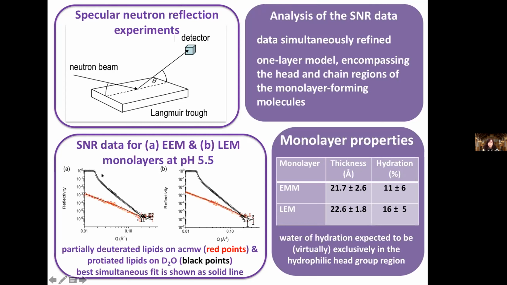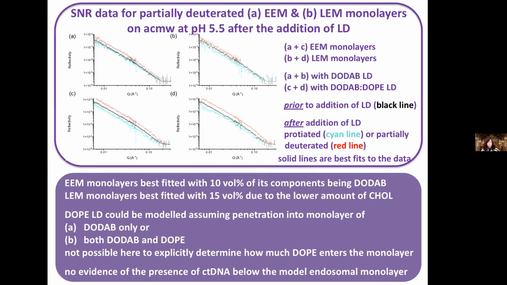So the data I've got here is just the data we get for the early and the late stage endosomal monolayers, and this is in the absence of lipoplexes, and we can get ideas of how thick this monolayer is and how much water is actually present. What we're really interested in is what happens when we add in the lipoplex, what happens to these layers, and this data shows us this. We can actually quantify the amount of material going into the layers.